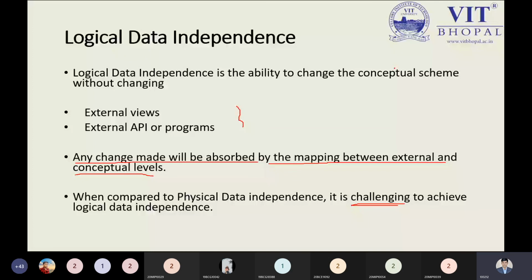No, because you are trying to update the features, the versions only. You are not removing the data. Yes, the software update may ask for permissions. So logical data independence is saying that what you have previously stored in your system will not be affected if you update something, such as APIs or applications. Any changes made will be absorbed by the mapping between the external and conceptual level.